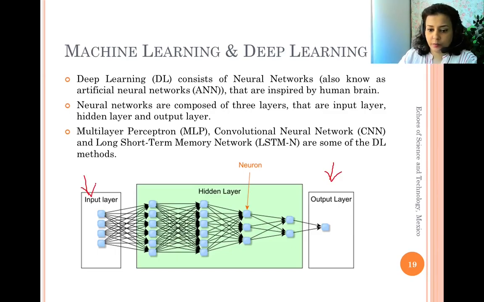First one is input layer, where we define our input. The hidden layer represents the feature extraction, and it can contain one layer of neural network or multiple layers of neural network. And the final layer is the output layer, where we get our output. And to apply the deep learning approach, we can use multi-layer perceptron, convolution neural network, and long short-term memory network.